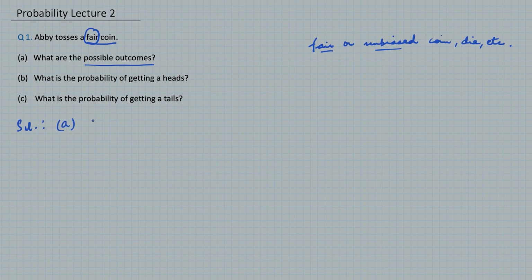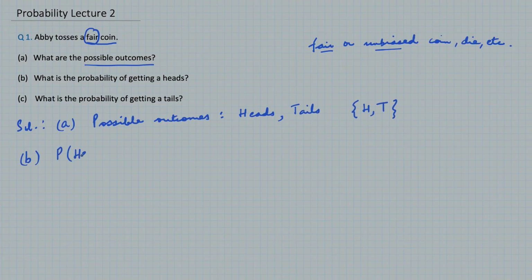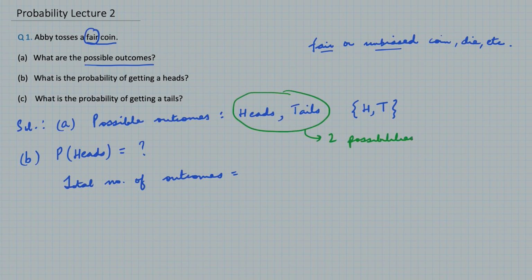Solution. Part A. When a coin is tossed, possible outcomes are heads and tails. We also write this as Part B. We have to find the probability of getting a heads. Total number of outcomes equal to, since there are two possibilities of outcomes, this will be equal to 2.